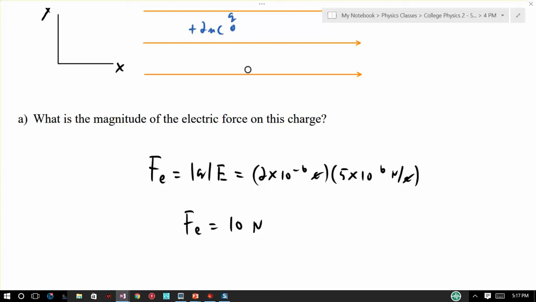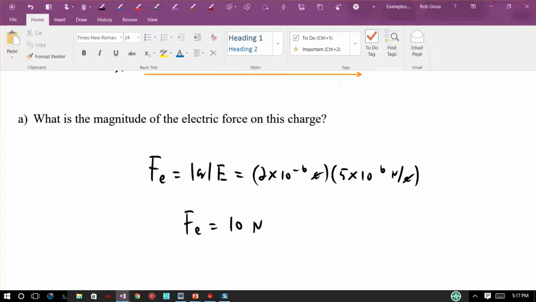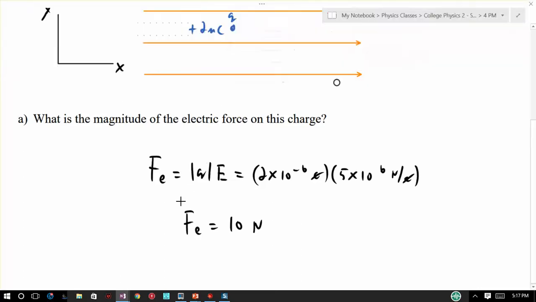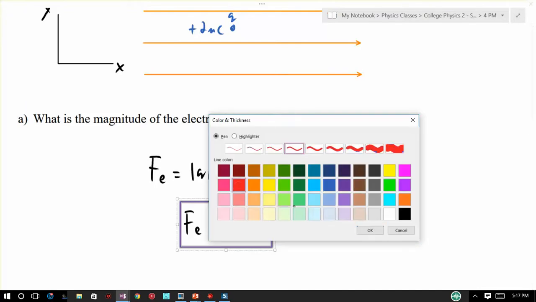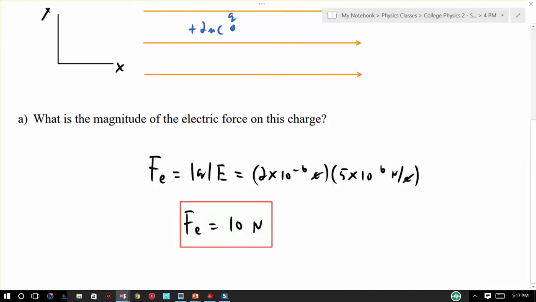So wherever you put this charge, I could put it here, here, here, anywhere. The amount of the force on that charge is 10 newtons, right? That's the point. So does everyone understand that? It's pretty easy to figure out the electric force if you know the field and the charge.